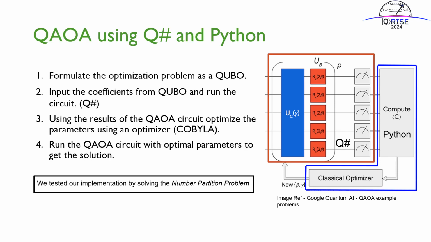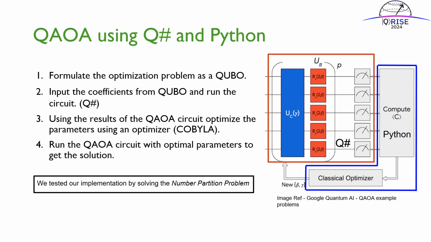To run QAOA, we need to go through the following steps. First, we need to express our problem as a quadratic unconstrained binary optimization problem. This corresponds to mapping our objective as a cost function in the QUBO form, and is usually in the form of a minimization problem. Next, we need to encode the coefficients that we got from the QUBO implementation into a QAOA circuit and run that circuit. Specifically, this is a step that's carried out in Q#. Then, using a classical optimizer, we optimize the parameters gamma and beta such that the expectation value is minimized. Once the optimizer gives us these optimal parameters, we can then put them into the QAOA circuit and get the optimal solution.